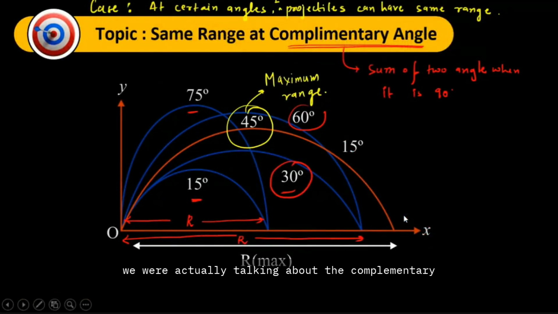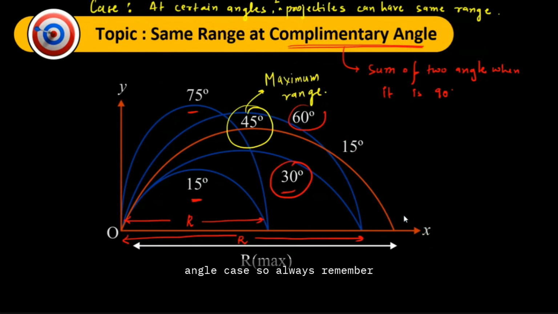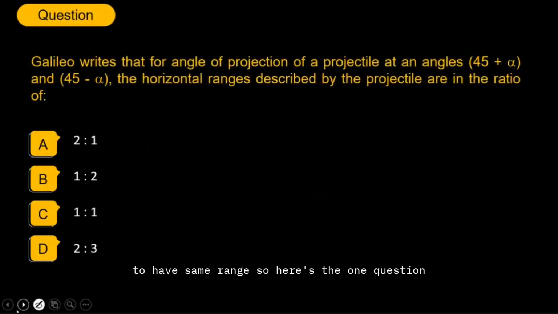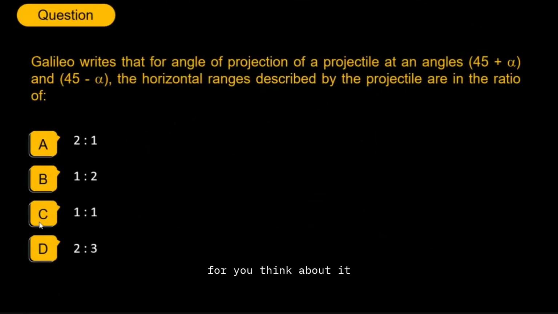So we were talking about the complementary angle case. Always remember, if you have thrown projectiles at two different angles such that the sum of both projection angles is 90 degrees, then both projectiles will have the same range. So here's one question for you. Think about it and tell me the answer. I'll be back in 1 minute.